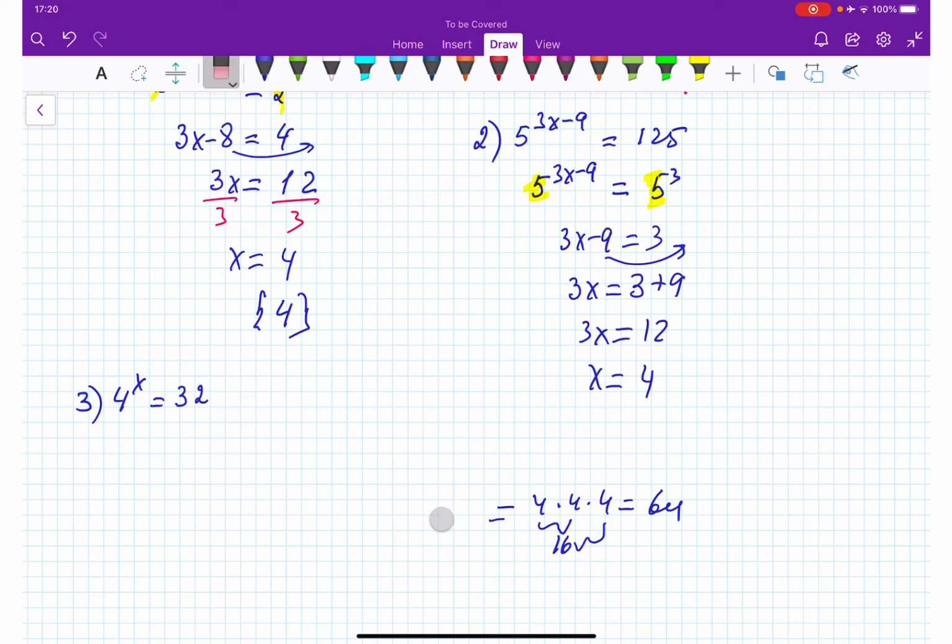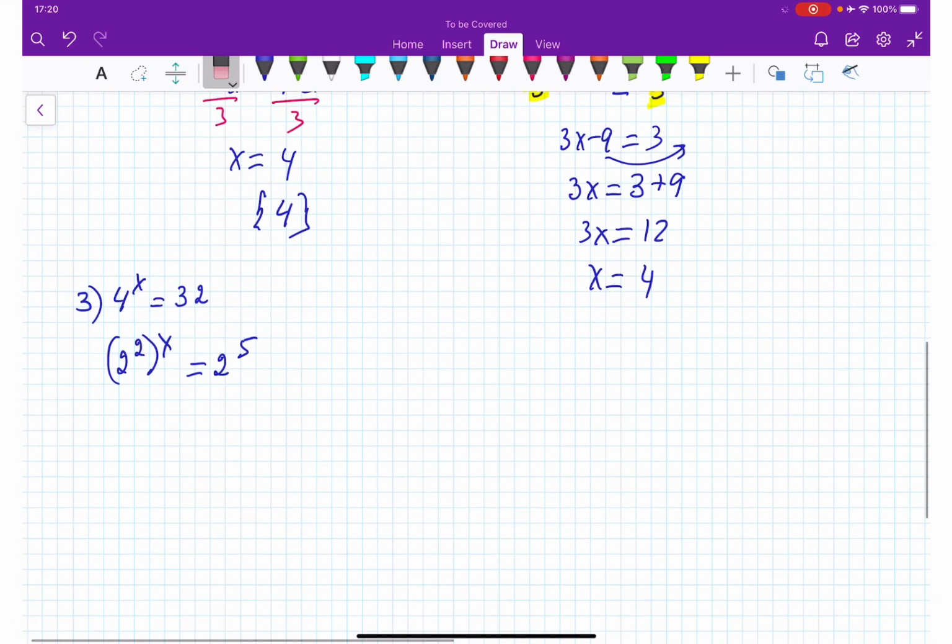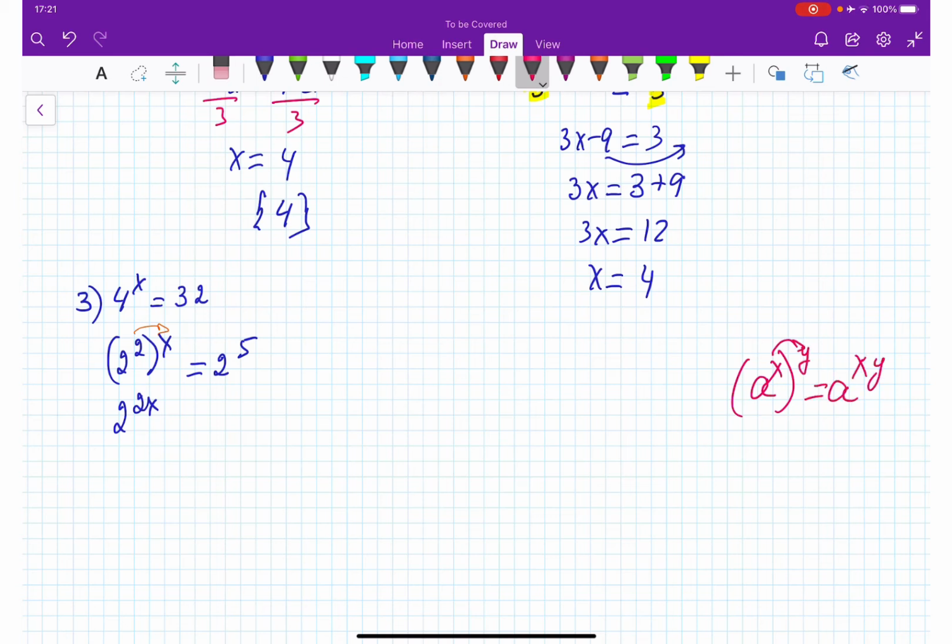But what can I do? 32 I can represent as 2 to power 5. Can I represent 4 also by base 2? Absolutely. 4 I can represent as 2 to power 2, to power x, and 32 as 2 to power 5. Okay, so from here I have power to power, which is going to be multiplication. I will have 2 to power 2x. I multiply 2 by x because, let me refresh your memory real quick, a to power x to power y is equal a to power xy because we have power to power.